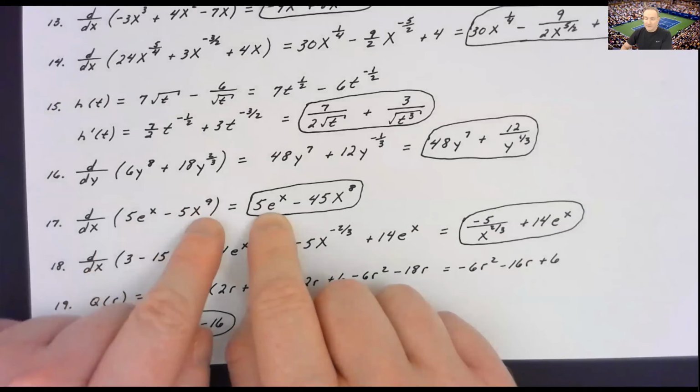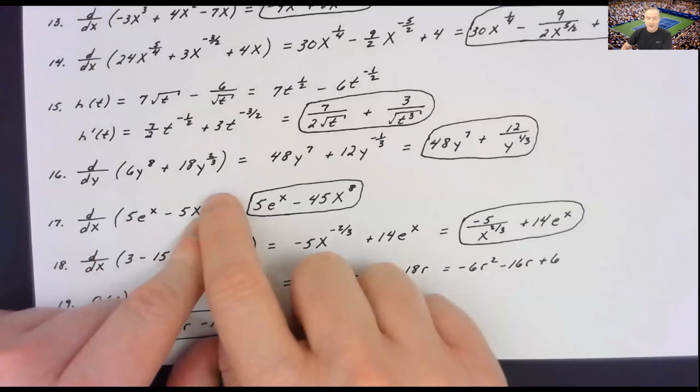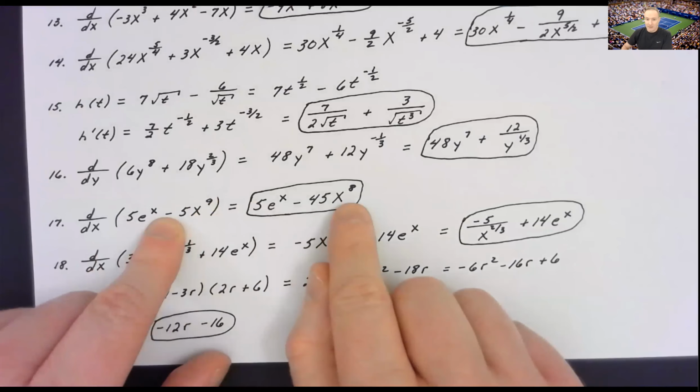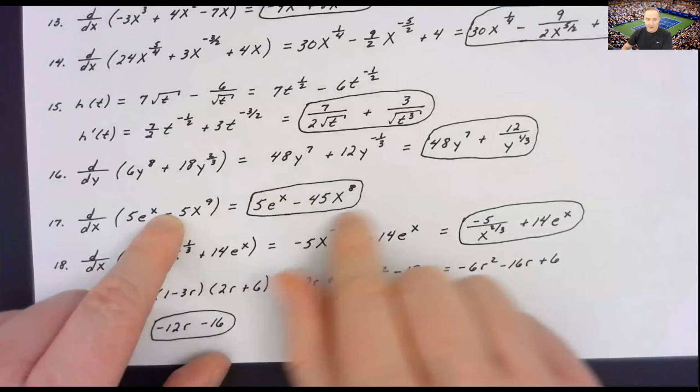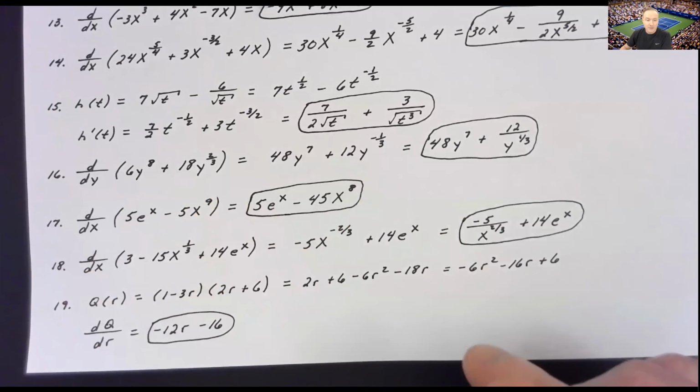But now this is a power function. It's a polynomial function. So you say, okay, power rule. 9 times 5 is 45. We're going to have minus 45x to the 8th for that second term. Final answer. For 18, we have 3 terms in there.